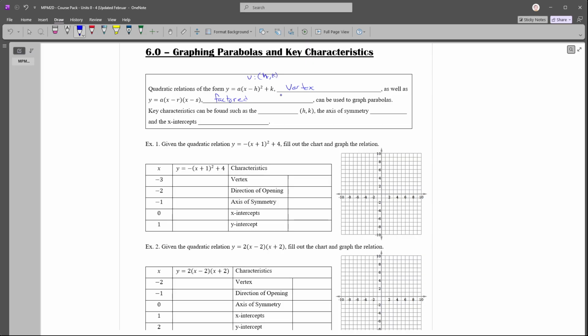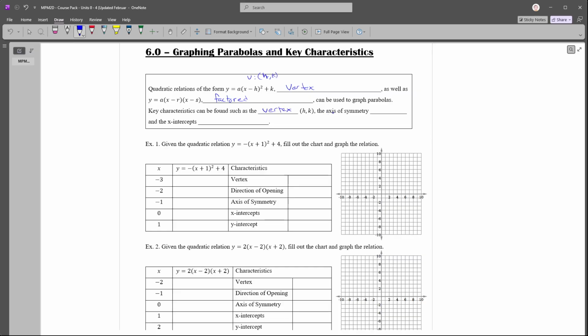If we have the vertex form, we can start with that. We just need a little bit of information. Maybe we use the mapping notation or the step pattern. Either way, we can graph from either of these circumstances. So key characteristics can be found, such as, I said, the vertex, which is located at (h, k).